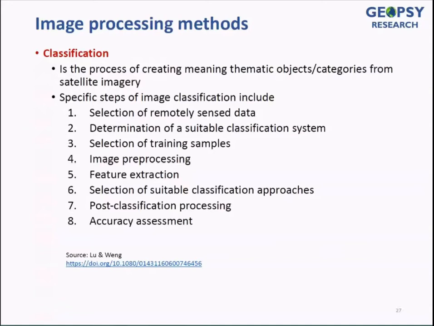Then selection of suitable classification approaches. There are various classification approaches. We'll talk about them in the next slide. One can be supervised, another can be unsupervised. Supervised just means that I train my algorithm, I train the computer to carry out the classification, I supervise it. And unsupervised is where I allow the computer or my tools to automatically carry out a classification.